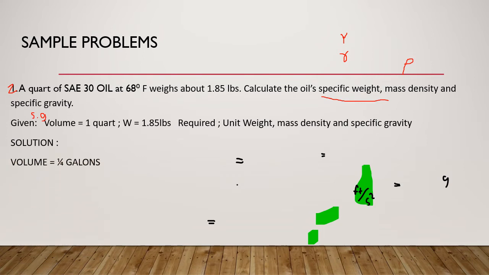Solution. Volume is 1/4 gallons. Kasi quart nga, 1/4 gallons. 1 gallon is equal to 0.133 cubic feet. 1/4 yung gallon, divide natin sa 4, no? Therefore, 1/4 gallons is equal to 0.133 over 4. That is equal to 0.03342 cubic feet. So, ito raw po yung ating volume.